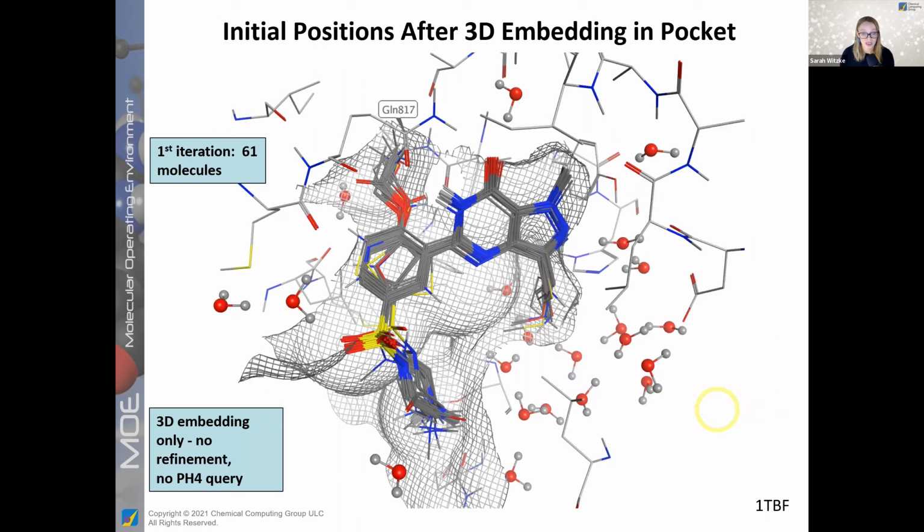I have a couple of snapshots from that. The first one here is after the first iteration and after the 2D filters, here's what the molecules look like in the pocket. So these are the 61 molecules. I only embedded them, but I didn't refine them. And you'll see what I mean with very similar shape. They sit very similar in the pocket, very similar binding mode, right?